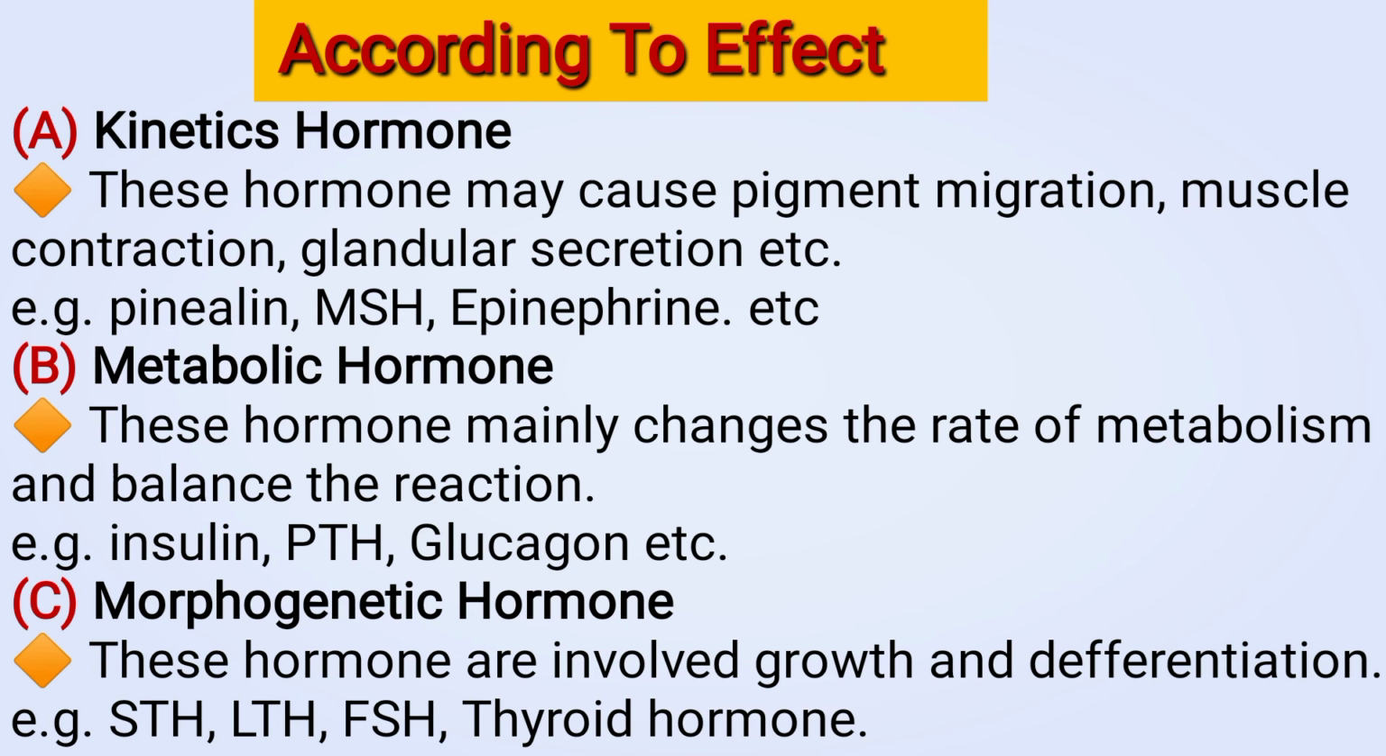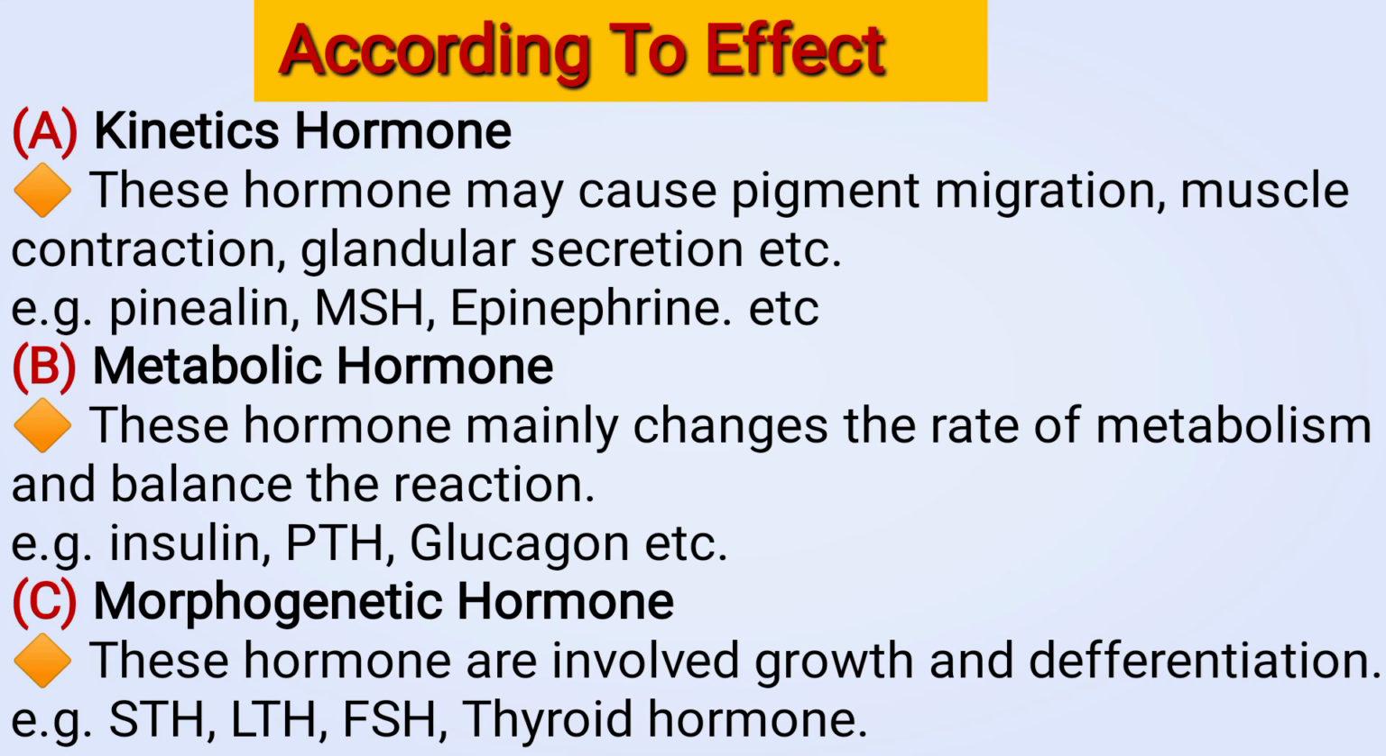Second one, metabolic hormones. These are hormones that mainly cause changes in the rate of metabolism and balance the reaction. Examples include insulin, glucagon and parathyroid hormones. Third one is morphogenetic hormones. These are hormones that are mainly involved in growth and differentiation in the body. Examples are follicle stimulating hormone, luteinizing hormone and thyroid hormones. These are the three main effects of hormones.